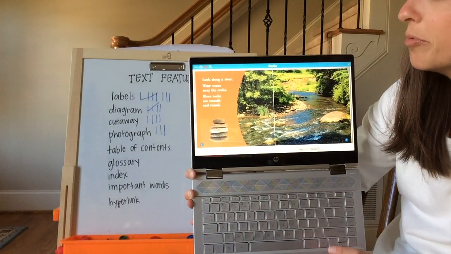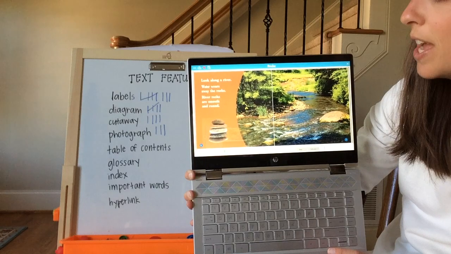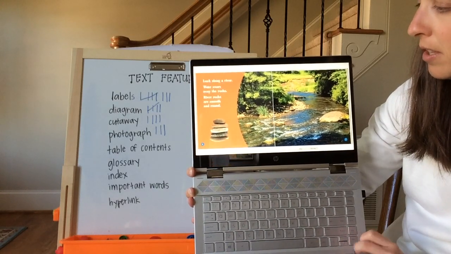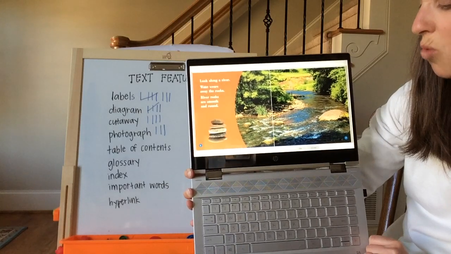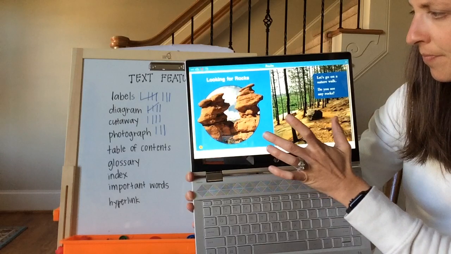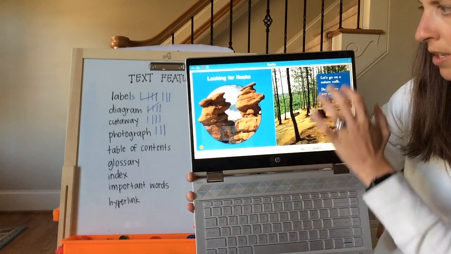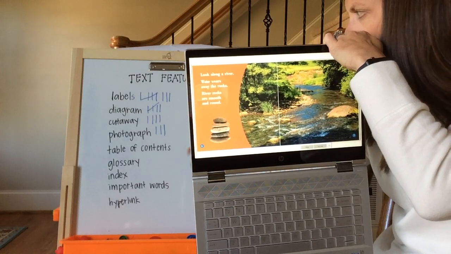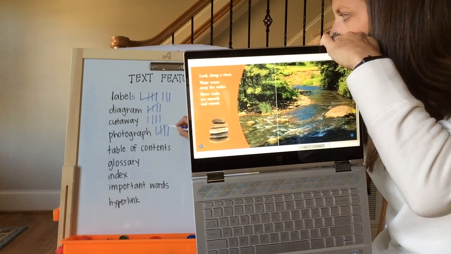Look along the river. Water wears away the rocks. River rocks are smooth and round. This is kind of reminding me of our Let's Go Rock Collecting book. So I'm already seeing on these pages and on that page pictures, photographs. So I'm going to put 2 tallies by photographs.